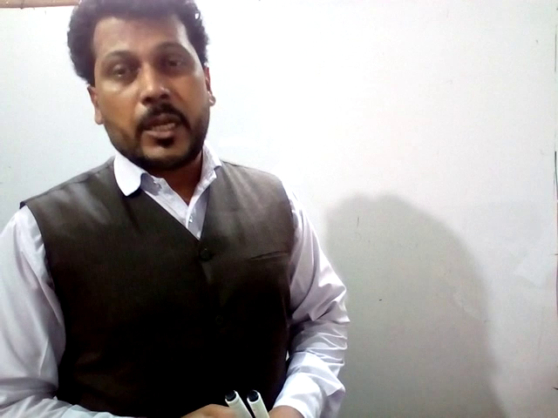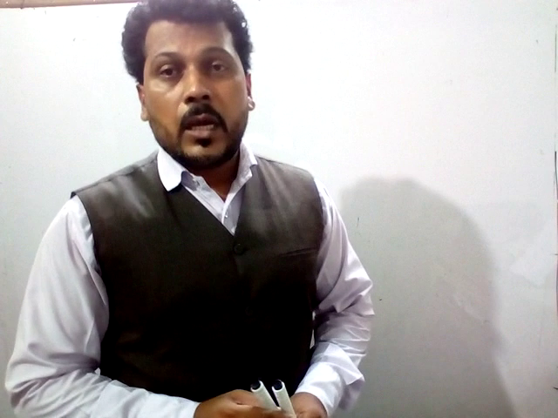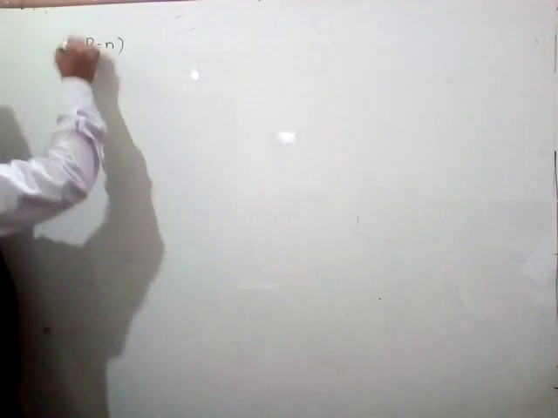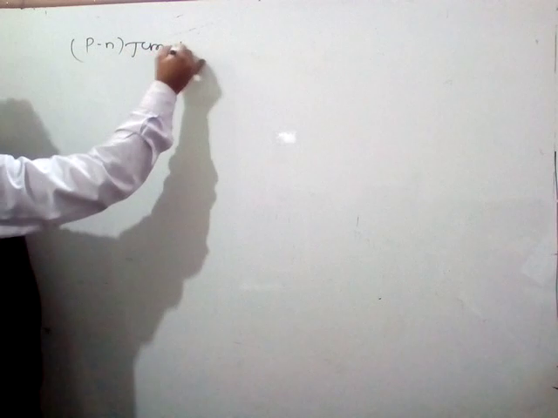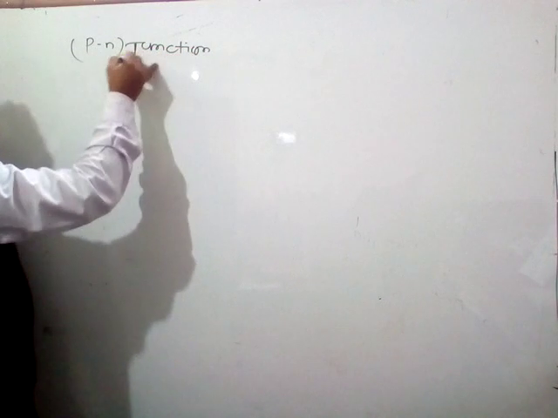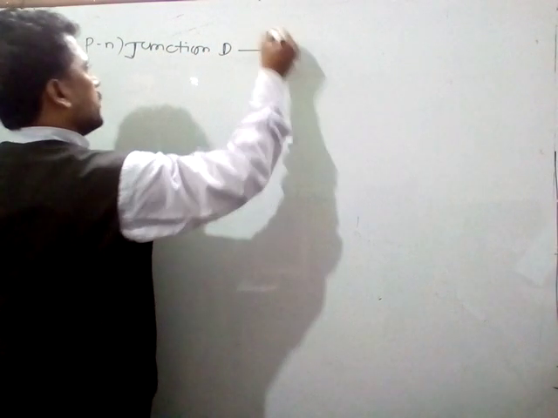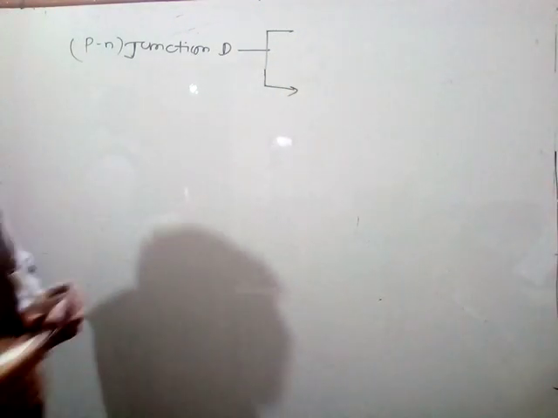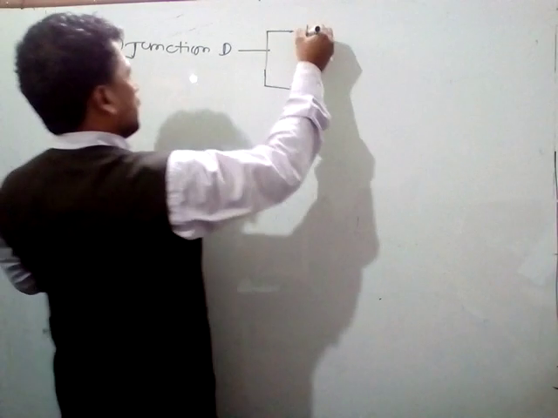This is Maggi here, and now we are going to discuss the PN junction diode. The PN junction diode is used in two types: first one is forward bias and second one is reverse bias. Okay, so the PN junction diode is used in two types, forward biased and reverse bias.